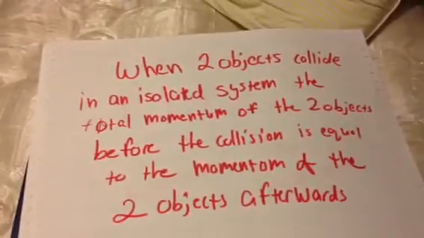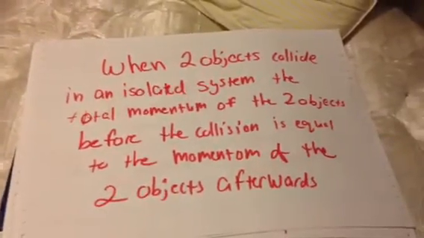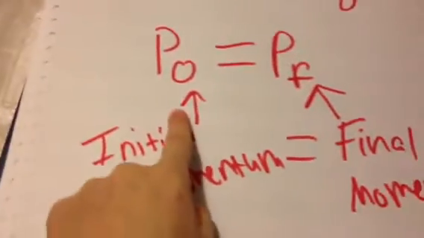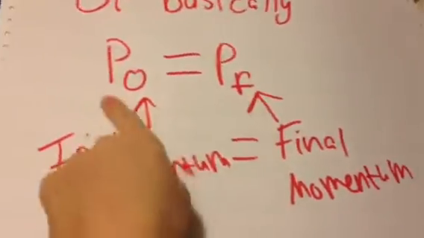And what exactly is momentum, or the conservation of momentum? It is when two objects collide in an isolated system, the total momentum of the two objects before the collision is equal to the momentum of the two objects afterwards. Or, basically, initial momentum is equal to final momentum. P0 equals PF.